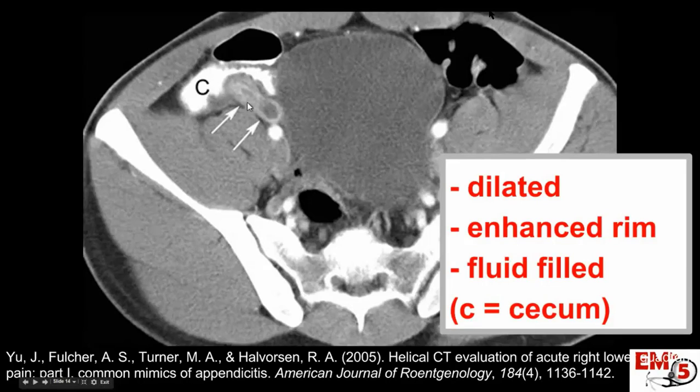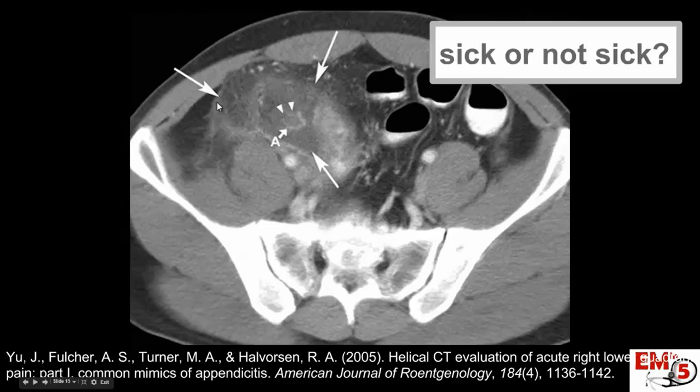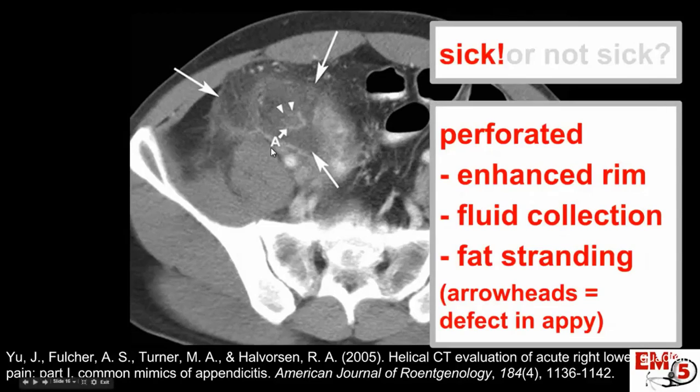Okay, here's another example, definitely appendicitis. So here's our appendix. It's dilated, it's fluid filled. The rim or the wall is enhanced and thickened. Okay, how about this last one? Sick or not sick? Definitely sick, right? This is an example of a perforated appendix. It's neat because in this scan you can actually see where the defects in the wall are, so that's the perforation. And then what is all this surrounding it? That's fluid, right? So you have a fluid collection here, a lot of fat stranding.